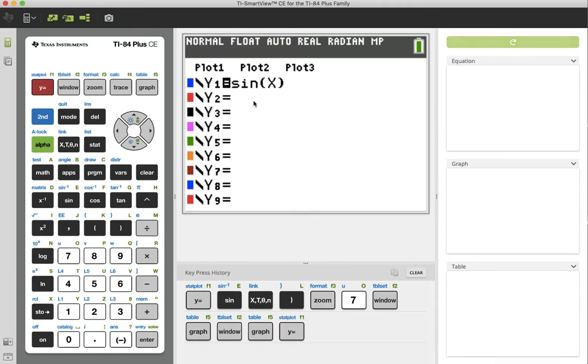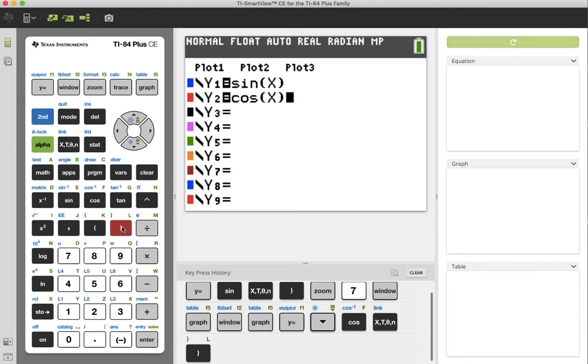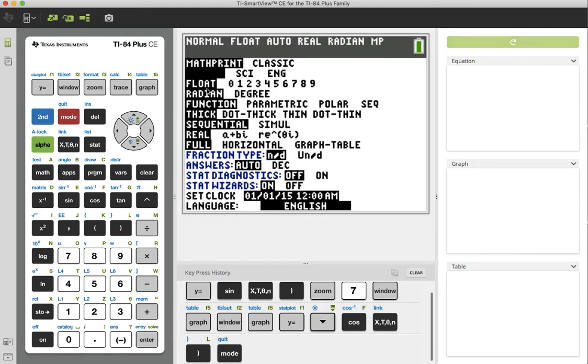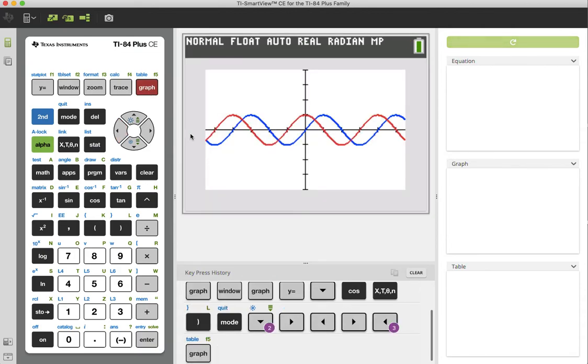Now, if I go back to my y equals menu and type in cosine of x, something that I forgot to point out: make sure that you're in radian mode when you're graphing these. So we want to be in radian mode. So I am in radian mode. It's right here. You can change that option. I'm going to go back to the graph.